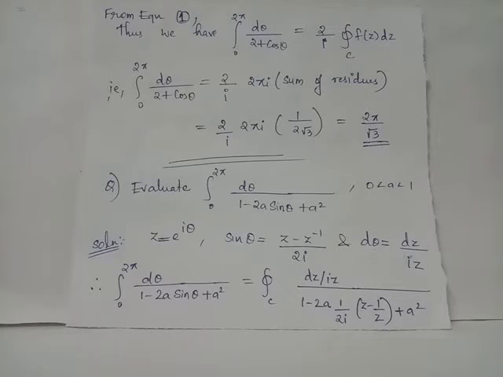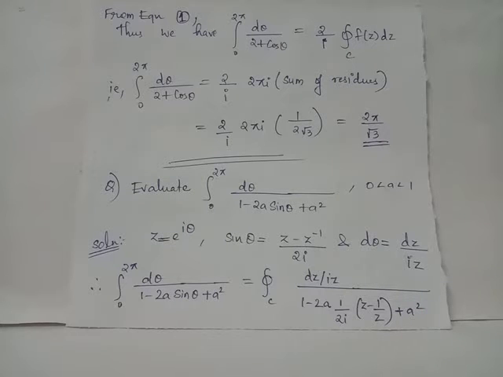We can make use of the substitution z equals e^(iθ), from where we have the relations sin θ equals (z minus z inverse) upon 2i and dθ equals dz upon iz. So the given integral can be rewritten as integral over C of dz upon iz divided by 1 minus 2a into 1 by 2i into (z minus 1 by z) plus a². The 2 and 2 get cancelled and we take the LCM in the denominator.